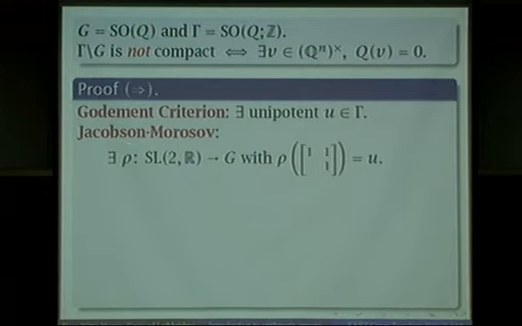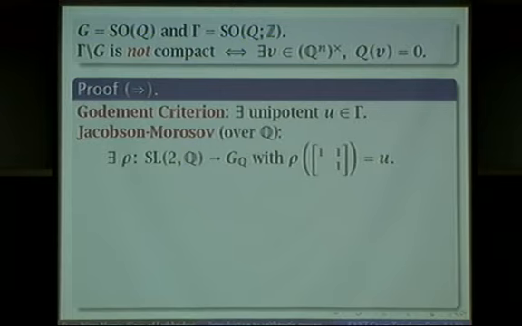Jacobson-Morozov isn't just for groups over R. It actually works over any field of characteristic 0. And for all I know, it might work over characteristic p as well, but I don't know anything about characteristic p. But anyhow, for any field of characteristic 0, you have the same result. And what I need is this result over Q. So if we take just the Q points of G, there'll be a map of SL2Q into that with rho hitting U. Okay, so it works over any field of characteristic 0, at least.